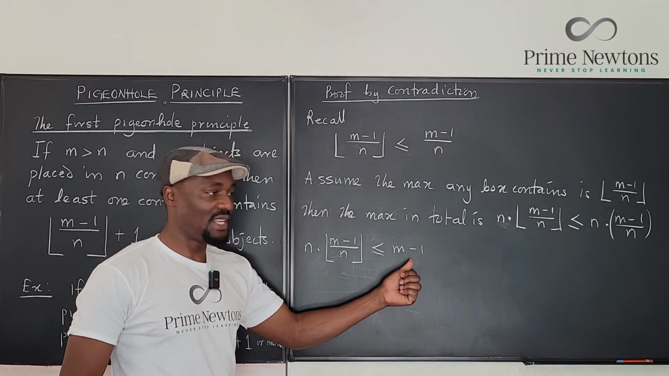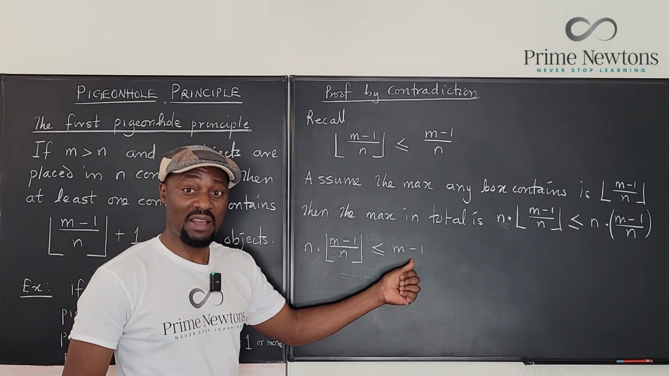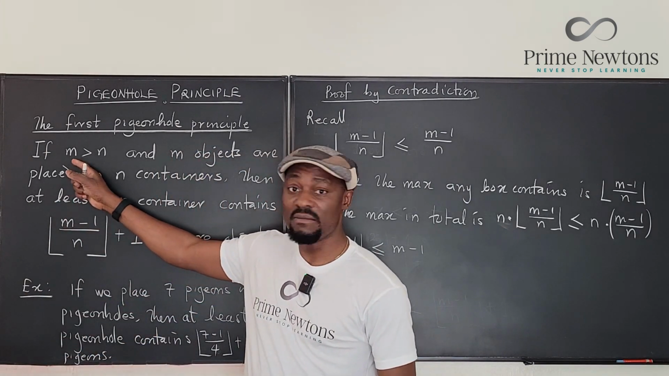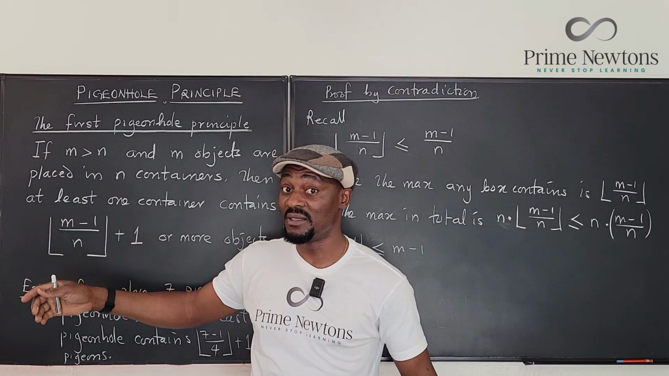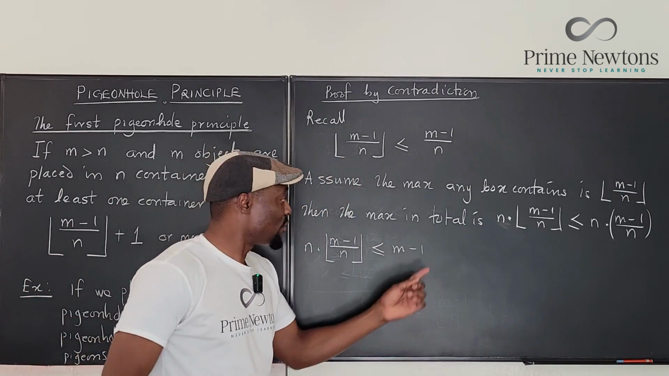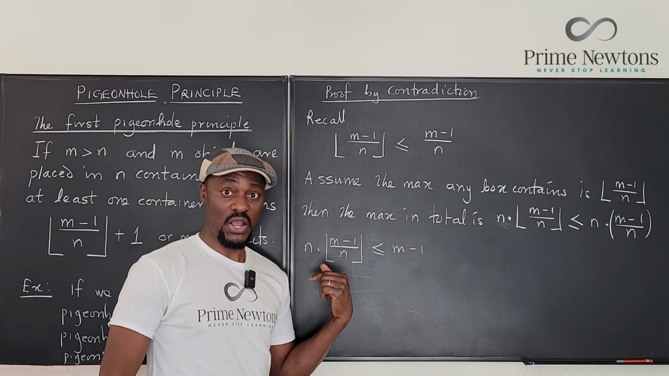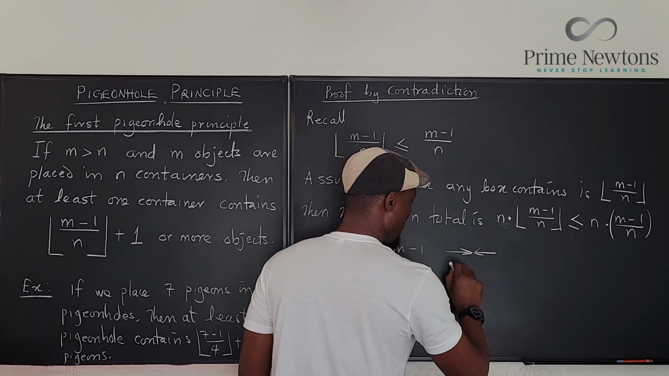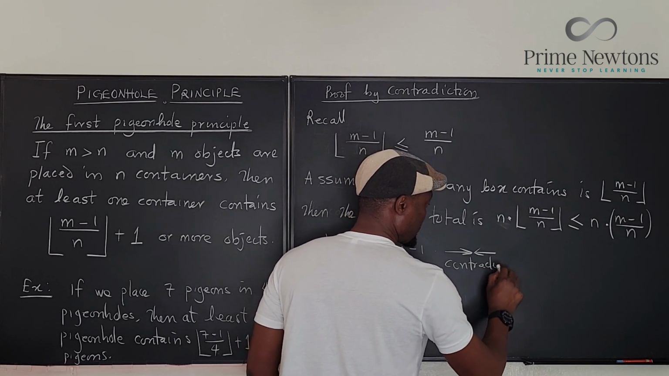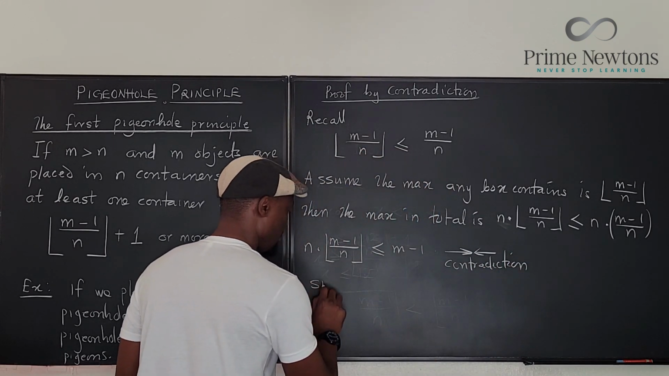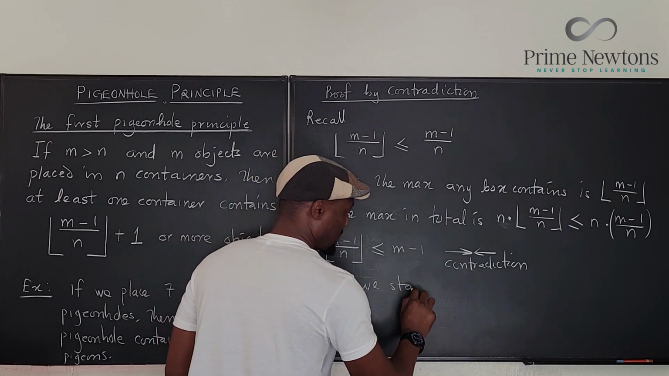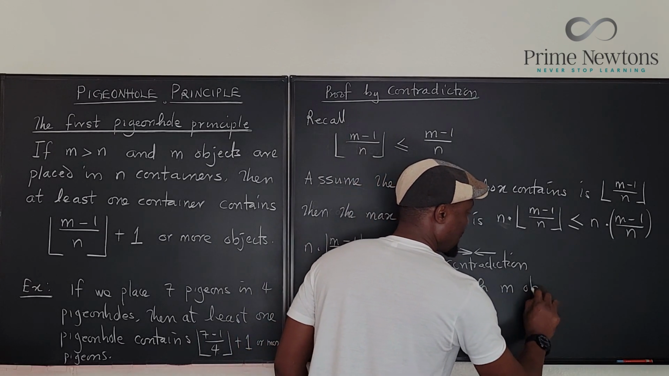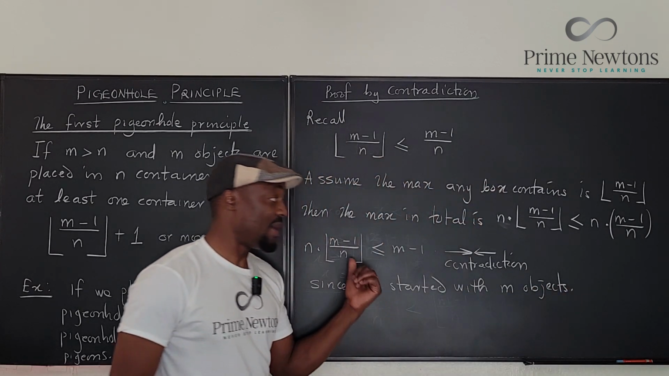But m minus 1 cannot be the maximum number of objects we have, because the maximum we started with was m, unless somebody has eaten one of the pigeons or caused it to fly away or something. So we can't lose pigeons, so this is a contradiction. It's a basic proof. This is a contradiction, since we started with n objects. So that's the basic proof of it.